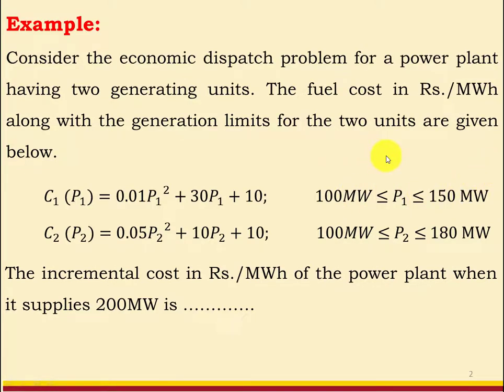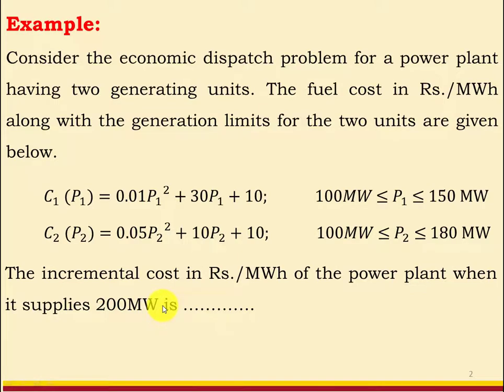How many unknowns are there? There are two unknowns, P1 and P2. So we require two equations to solve for these two unknowns. One of the equations is given in the data itself. Here they have mentioned that the incremental cost in rupees per megawatt hour of the power plant is when it supplies 200 megawatt. That means together they are supplying a total power of 200 megawatt. So P1 plus P2 equals 200 megawatt.